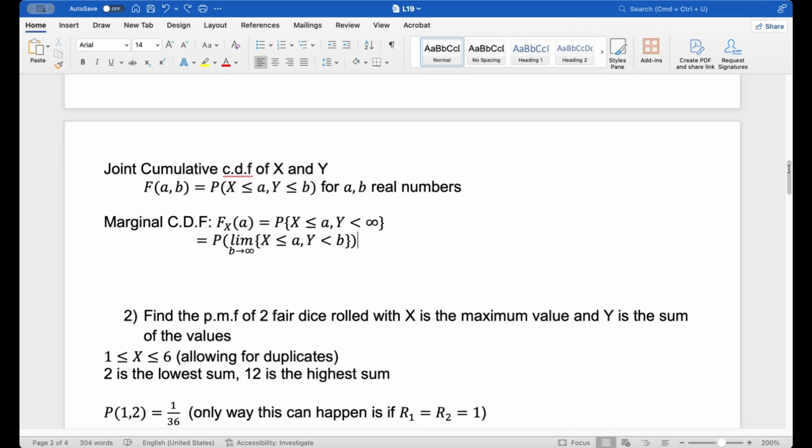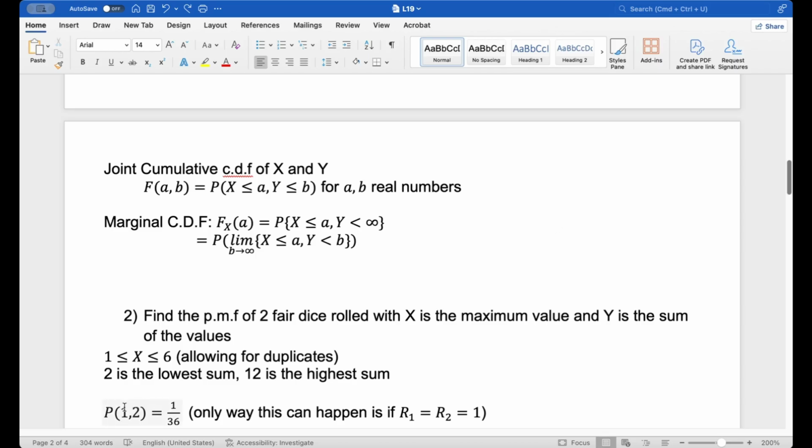Now, we've got to be careful here. X is the maximum value and Y is the sum. These ordered pairs here are not representing the 2 rolls. The first component is the maximum. The second component is the sum. The maximum value could be from 1 through 6, allowing for ties. And the sum is 2 through 12.